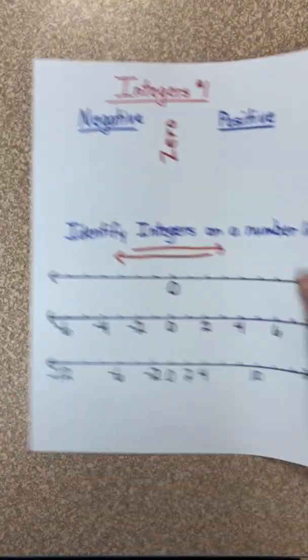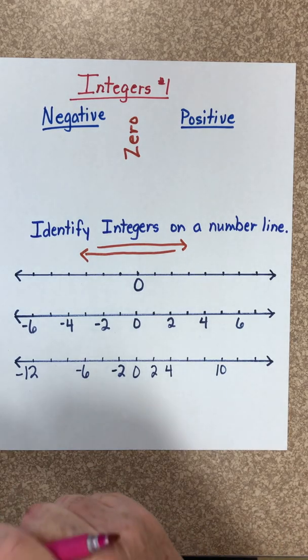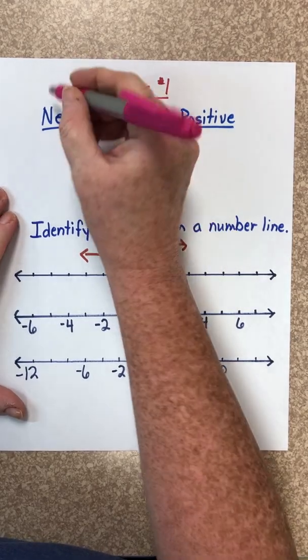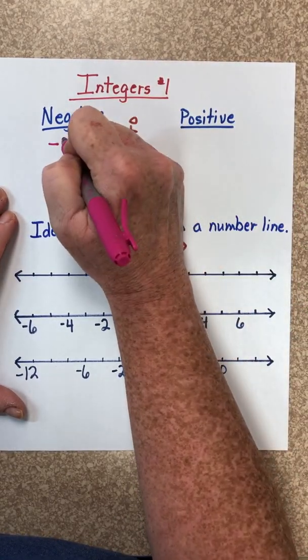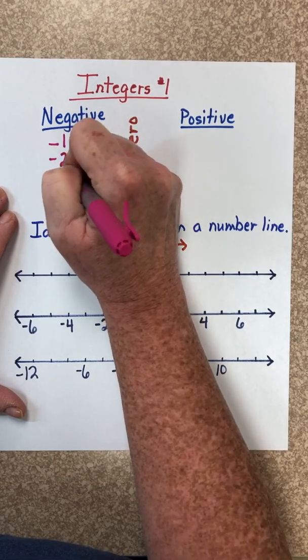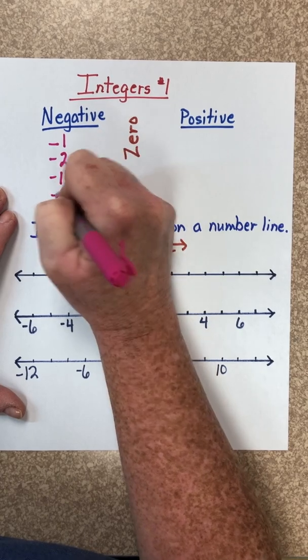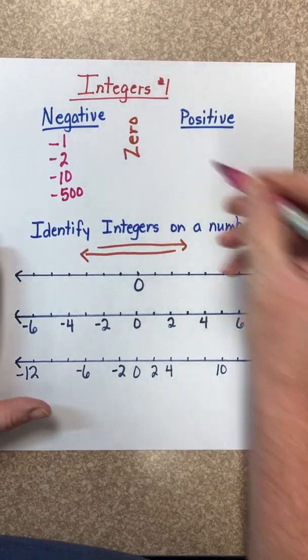All right, let's look at a few more examples. We have negative, 0, and positive. So let's just do a few examples so you can see what I mean by signs. Negative numbers always have that minus sign or negative in front. So let's say -1, -2. We can have much bigger numbers like -10 or -500. So those are just a few.